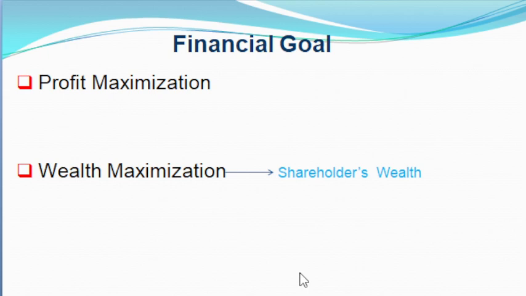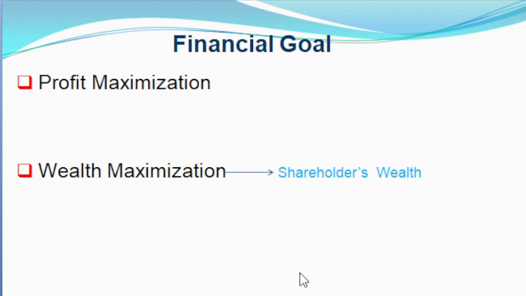What are the 2 financial goals? Number 1, profit maximization. You all know what is profit and maximizing the profit. Here the interesting thing is wealth maximization. Many of us may start thinking that wealth maximization means the individual's wealth, or the organization's wealth, or the employees' wealth. No, it's the shareholders' wealth. If we maximize our shareholders' wealth, then the image of the organization will increase in the share market, and it will help the organization in the near future.